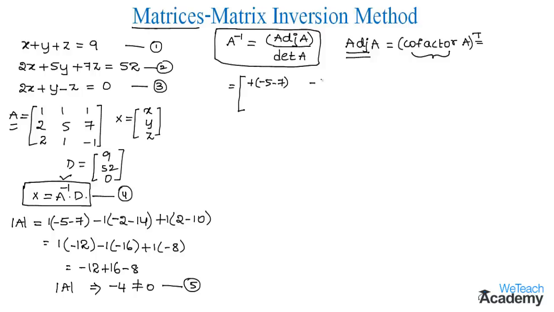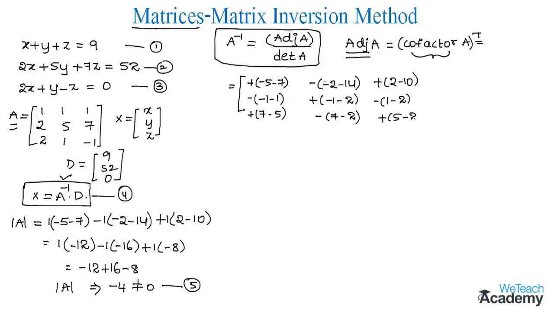And then the next element would be negative, so we get minus of, and then by deleting the column and the row in which 1 is present, we get these elements and we need to find the determinant. So 2 into minus 1 will be minus 2, minus 2 into 7, which is 14. And similarly, here we get positive into the remaining elements, which is this matrix, and we find the determinant of this matrix. So we get here 2 minus 10. And similarly, these are the cofactors of all the elements.